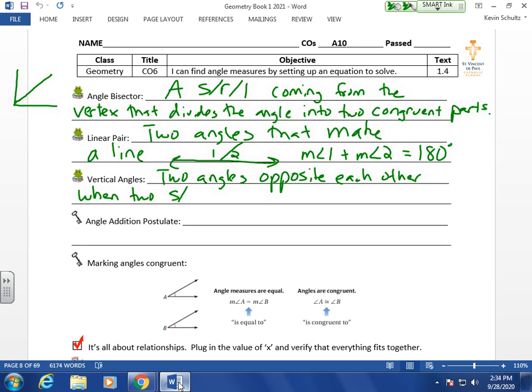when two segments, rays, or lines intersect. Two angles opposite each other when two segments, rays, lines intersect. And similar to how linear pair angles have a relationship, their sum is 180, what's the relationship between two vertical angles? Here's an example of what they look like. Okay, angle 1 and angle 2 would be vertical angles.